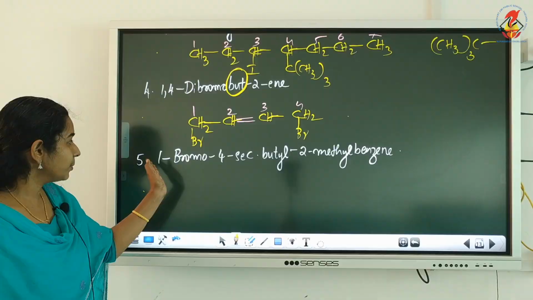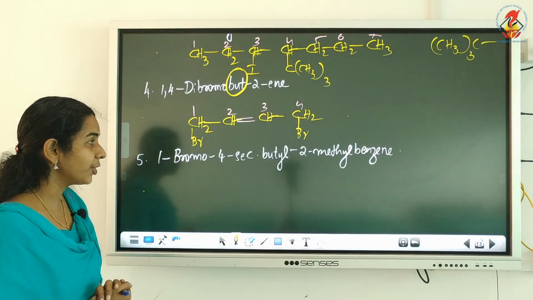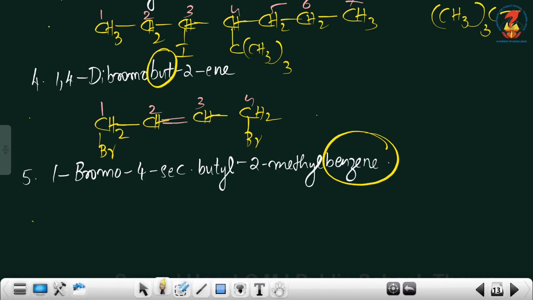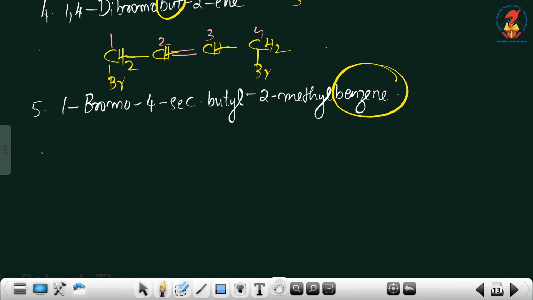Second question, the last question, is 1-bromo-4 secondary butyl 2-methyl benzene. So here there is no word root. Meth is not the word root, this is not meth, it is methyl. Methyl means it is an alkyl group, it is a branch or substituent. Here the parent is benzene. So first draw a benzene ring. Now give continuous numbers as 1, 2, 3, 4, 5, 6.